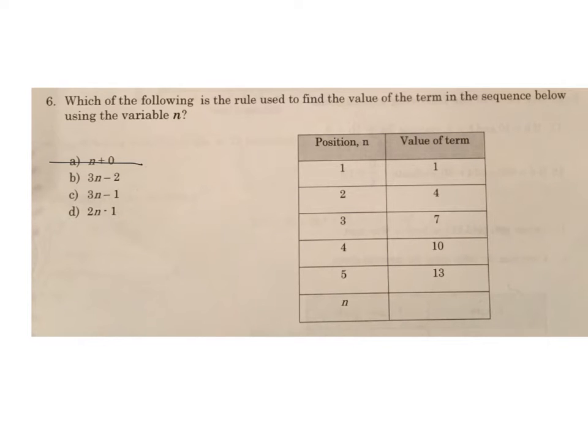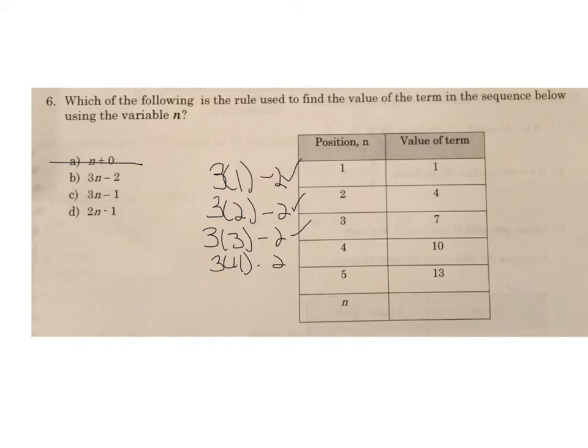Then I go on to 3n minus 2. So that would be 3 times 1 minus 2, which would give me 1, so it works for that one. And then 3 times 2 minus 2, 6 minus 2 is 4. Oh, it worked for that one too. 3 times 3 minus 2, so 9 minus 2 is 7. 3 times 4 minus 2 is 10. And 3 times 5 minus 2 is 13. So B is our answer.